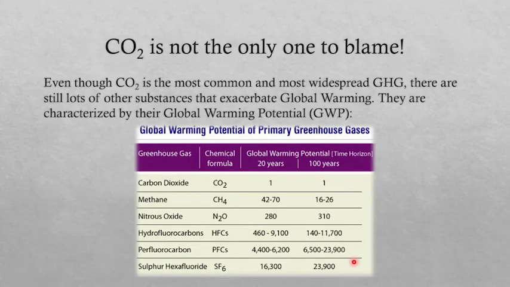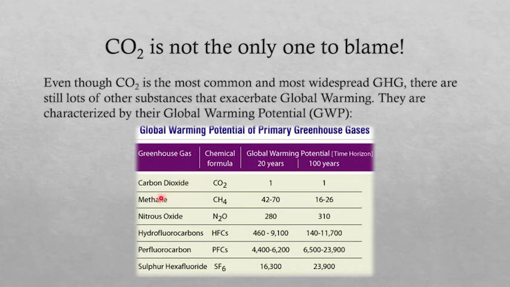Now, with all of these talks about greenhouse gases, global warming, and climate change, we need to make sure that we understand that carbon dioxide is not the only one to blame for all of this mess. Even though carbon dioxide is the most common and the most widespread greenhouse gas, there are still lots of other substances that exacerbate global warming. They are characterized by their global warming potential, or GWP. Basically, the value of the GWP states how much worse this substance is compared to carbon dioxide. For example, carbon dioxide has a global warming potential of 1. That means that it is basically equivalent to carbon dioxide, which makes sense because it is carbon dioxide.